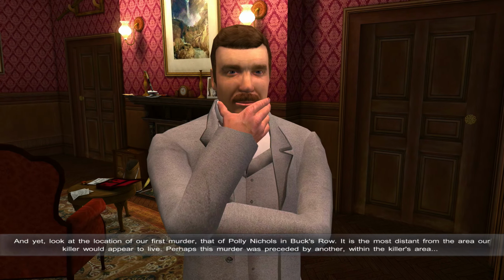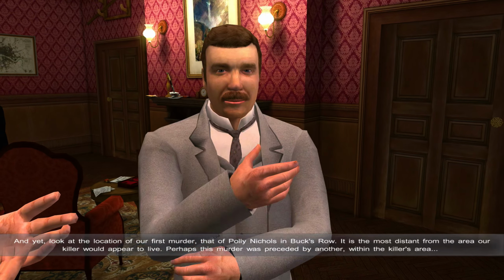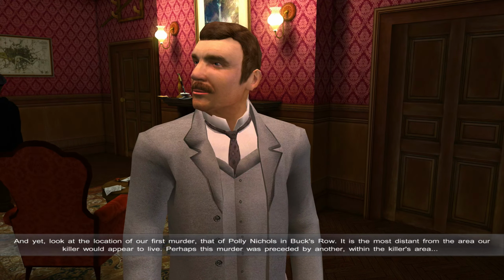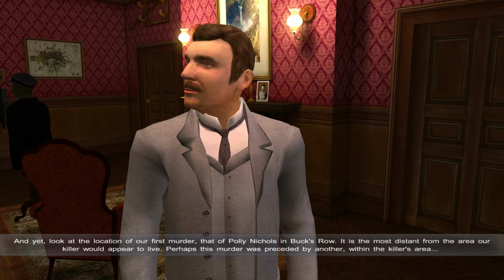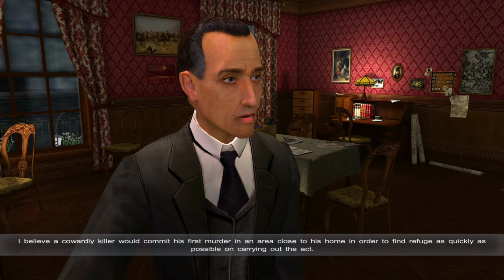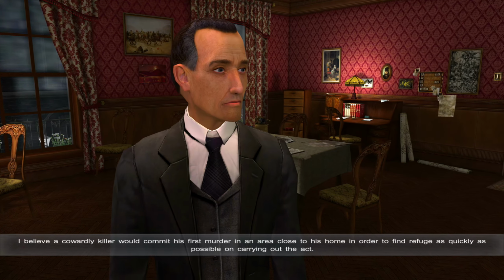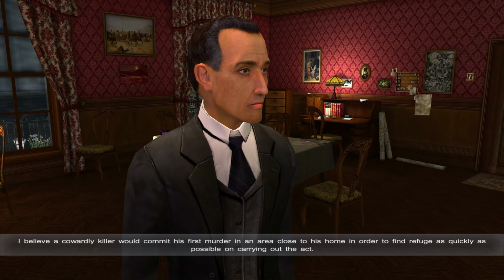And yet, look at the location of our first murder, that of Polly Nichols in Bucks Row. It is the most distant from the area our killer would appear to live. Perhaps this murder was preceded by another within the killer's area. I believe a cowardly killer would commit his first murder in an area close to his home, in order to find refuge as quickly as possible on carrying out the act.